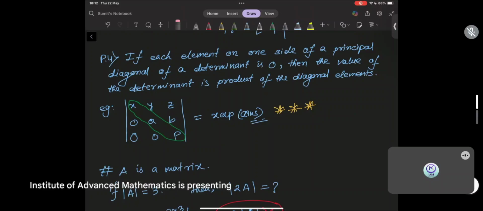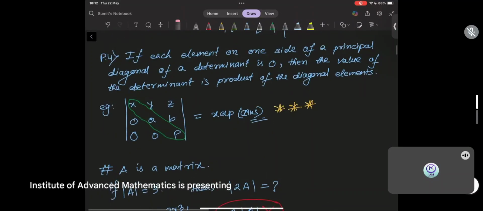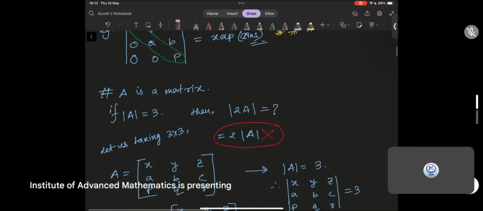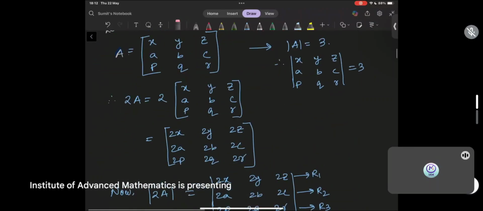Now the question is, how to make the other elements zero? How can we do that? It has some rules again, so we will see that now. Okay, next.